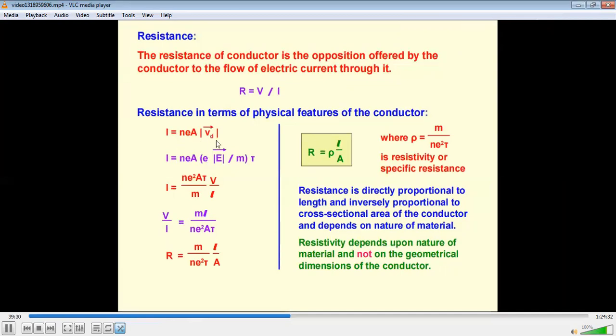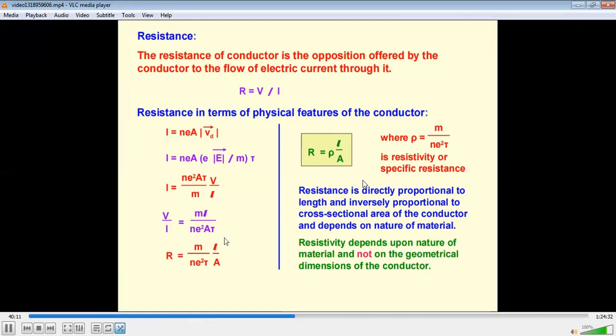electric current. So resistance in terms of physical features of the conductor, we can denote I equals to n e A v_d, where v_d is the drift velocity. So we can use here R equals to rho L by A, where rho is the specific resistance. So it is equal to m divided by n e square tau. So resistance is directly proportional to the length and inversely proportional to the cross-sectional area of the conductor, and depends on the nature of materials and temperature also. So resistivity depends upon nature of material and not on the geometrical dimension of the conductor.